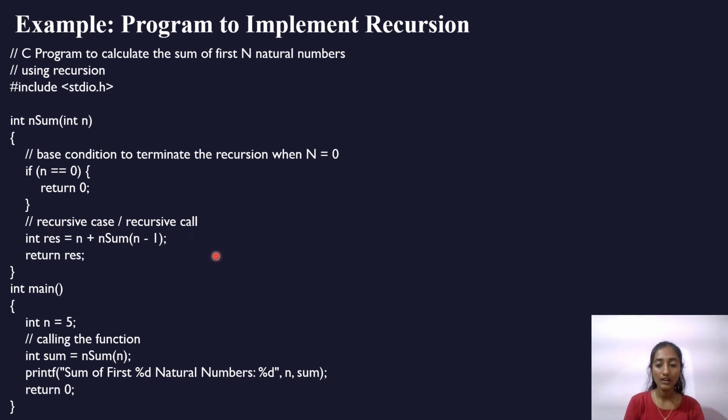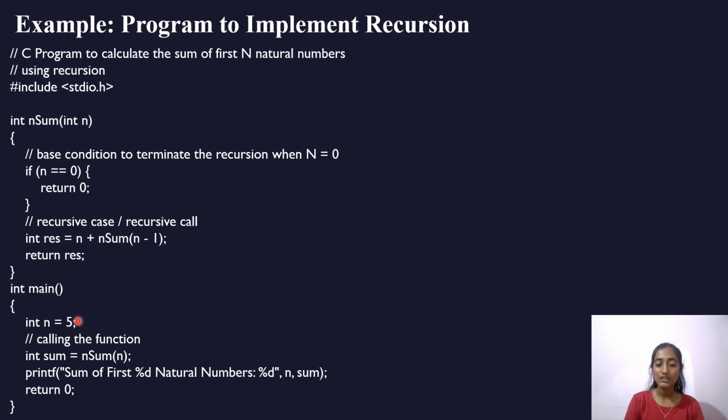And the recursive call: if this condition fails, it will come to the next block, where int res is equal to n plus nsum(n minus 1); return res. Here res is a variable with an int data type. n is a variable, and we are adding the previous sum to the present n value and returning the result.